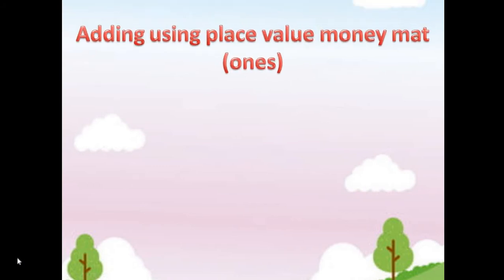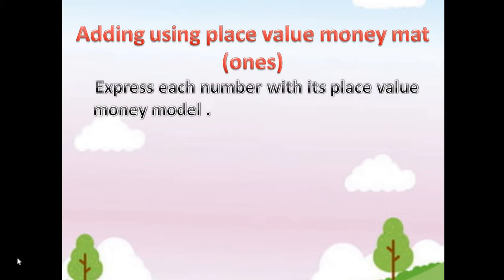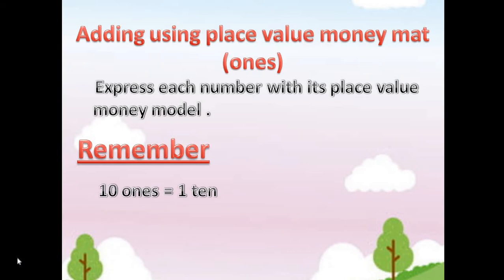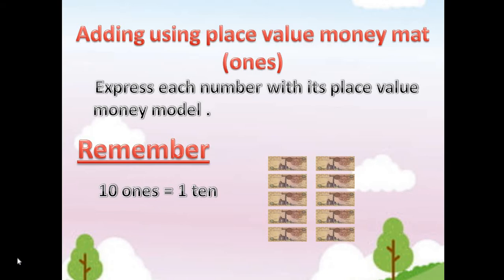Adding using place value money math. Ones. Express each number with its place value money model. Remember, 10 ones equal 1 ten. 10 ones in pounds, okay, equal 1 ten.